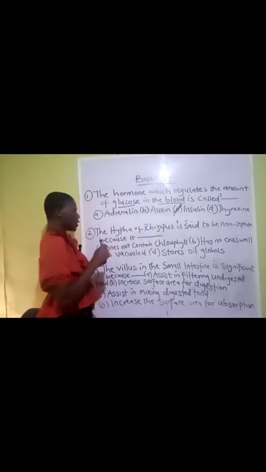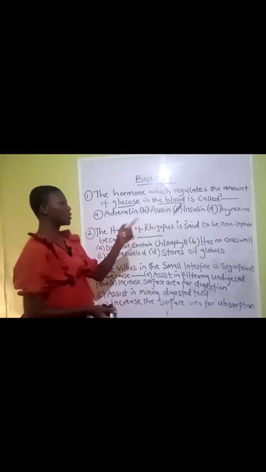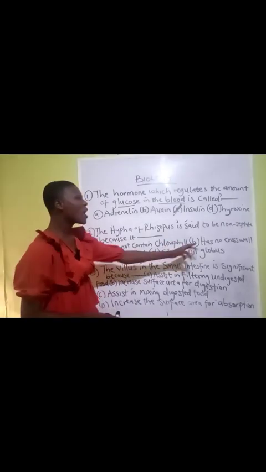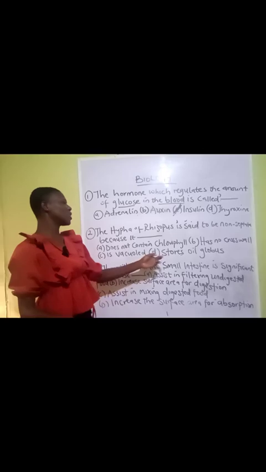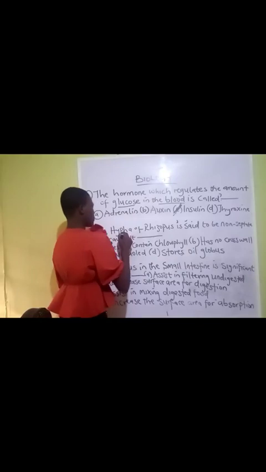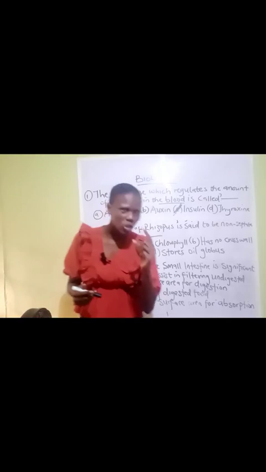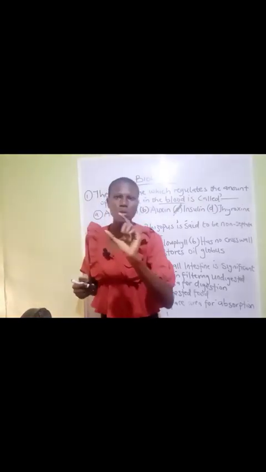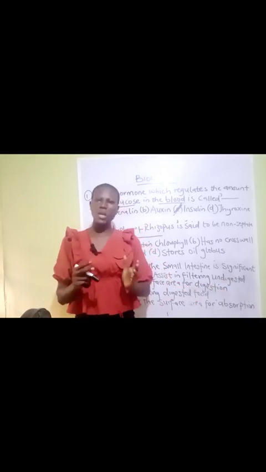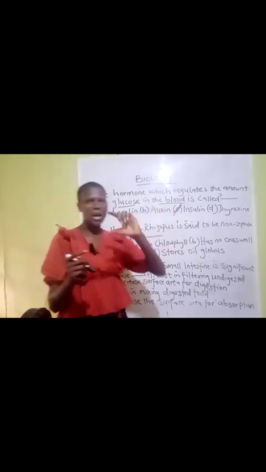Okay. The next question says the hyphae of rhizopus is said to be non-septate because it: A. does not contain chlorophyll, B. has no crosswall, C. is vacuolated, D. stores oil globules. For time's sake, what are hyphae? Hyphae are thread-like structures that make up the mycelium found in a fungus. These hyphae are divided by the septa.